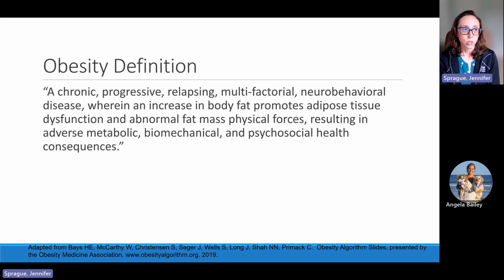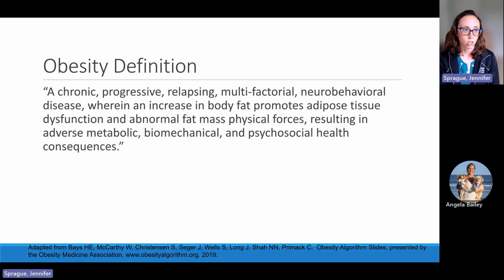So let's start first with an obesity definition. This definition comes from the Obesity Medicine Association, and I think it does a really nice job defining the concept of obesity, but we'll talk about practicality in a second. So the definition is a chronic, progressive, relapsing, multifactorial neurobehavioral disease.